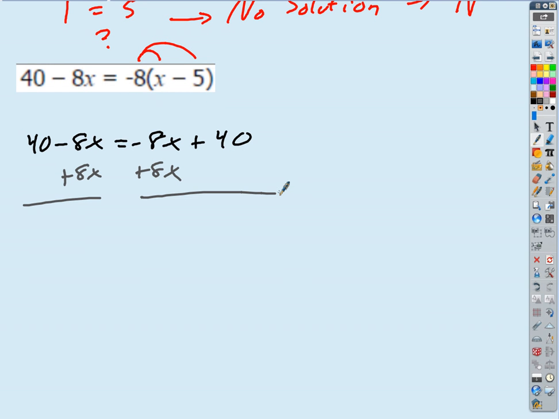So the 8x's cancel. Well, look what happens this time. I end up on the left side with a 40. On the right side, the 8x's cancel, and I get a 40. What do you suppose that means? If the variables go away, and I end up with a true statement, what is it again? All reals. Any number will do. Any real number that I plug in for x in my original equation is guaranteed to work. Doesn't matter which one.